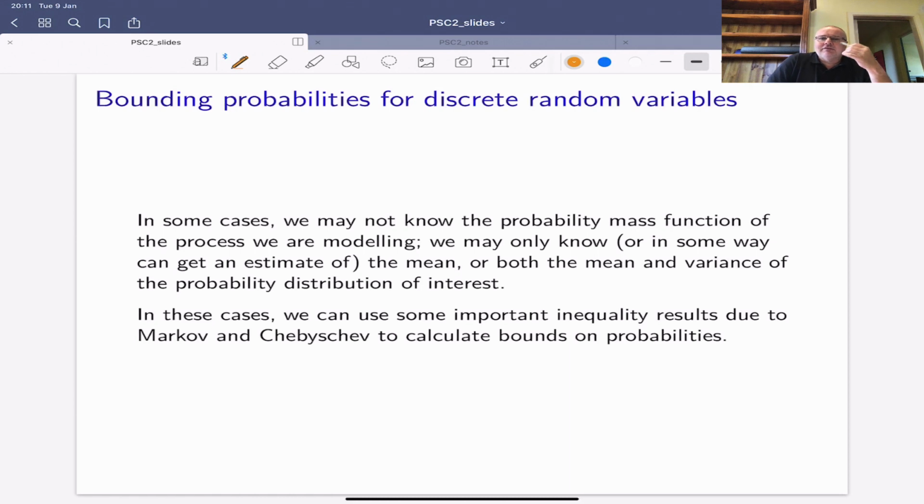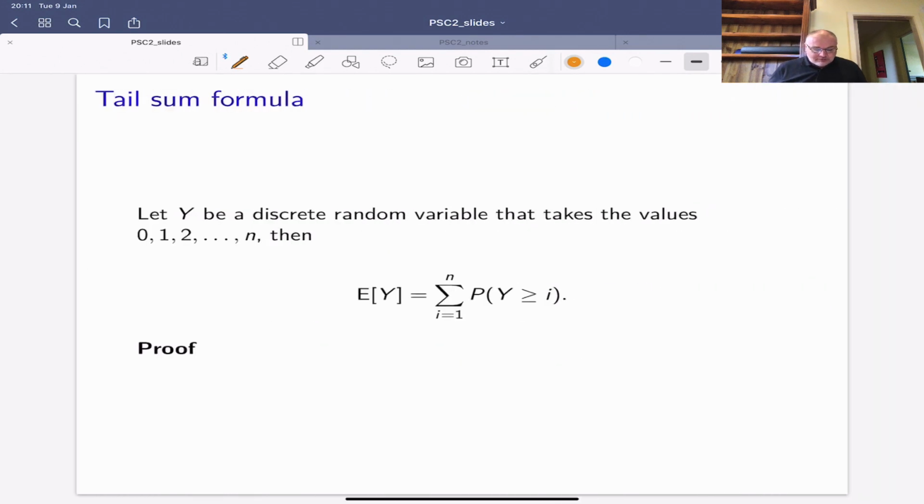So it won't give us the exact probability mass function. We can't get the exact information, but at least we can get some bounds for it. We're going to look at a couple. We're going to start with the tail sum formula, which is in this video. Then the next one we'll do Markov's inequality, and finally we'll do Chebyshev's. So let's start with what we call the tail sum formula.